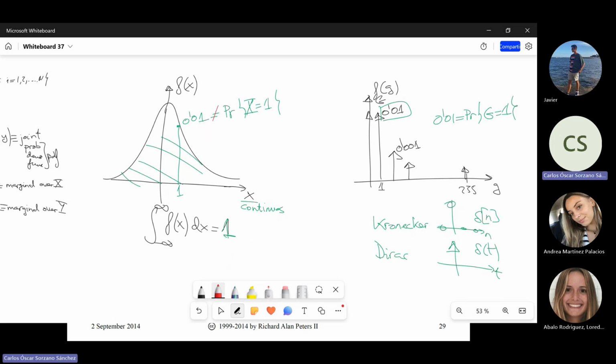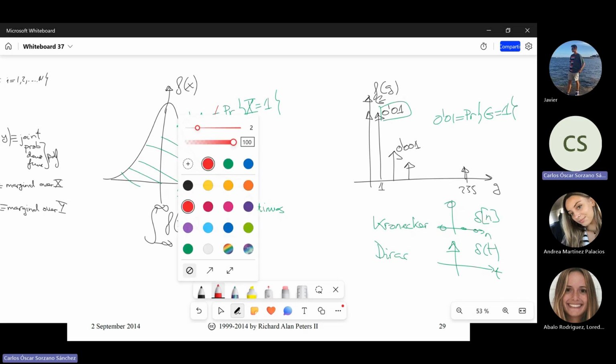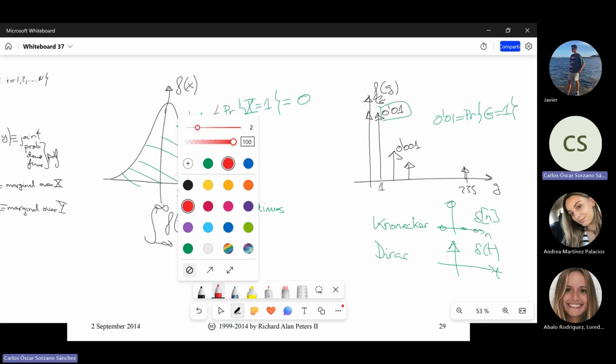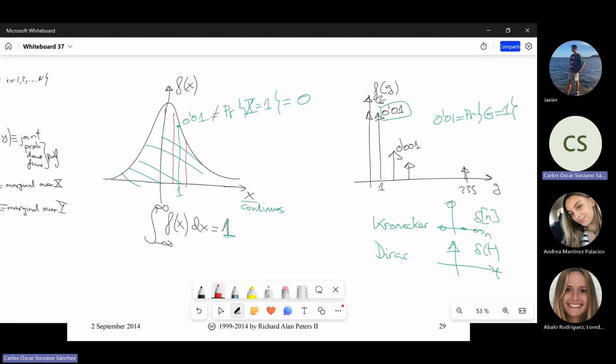So the probability of a continuous variable taking a particular value is always zero. If the variable is discrete, then it's not zero. It can be zero, can be whatever. But for a continuous variable taking a particular value, it is zero. If I want to compute probabilities, what do I do? You have to compute an area.